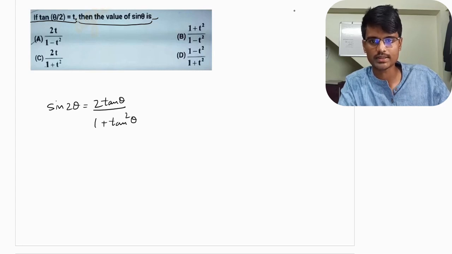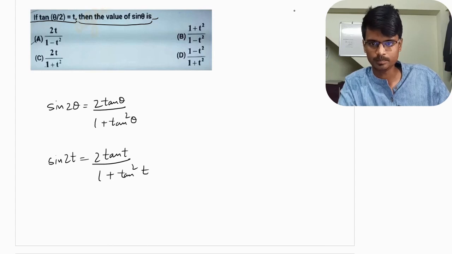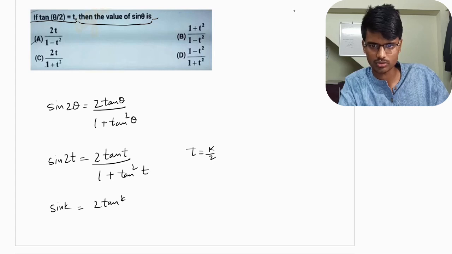Now let me replace theta with t. I can do that. Sine 2t equals 2 tan t divided by 1 plus tan square t, right? Now I'll replace t with k by 2. So I'll get sine k equal to 2 tan k by 2 divided by 1 plus tan square k by 2, right?